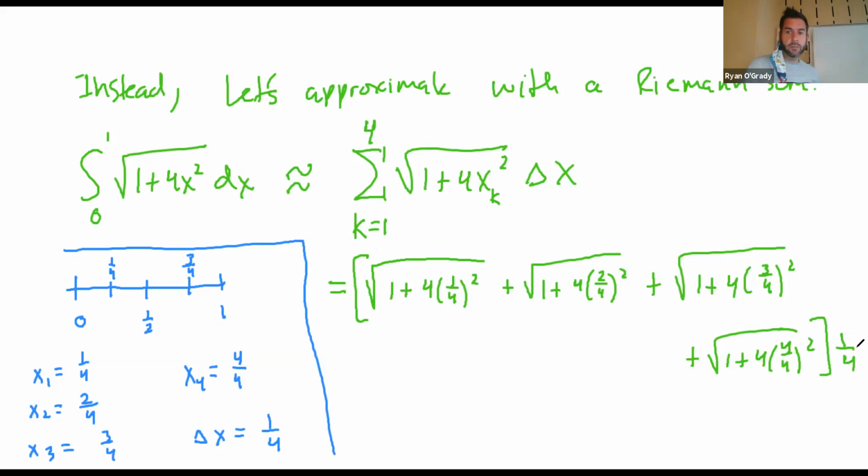Does anybody have a question about this? So my x sub 1 is 1/4. That's why I'm plugging 1/4 here. My x sub 2 is 2/4, so I plug it in here. The third term is 3/4. The fourth term is 4/4.